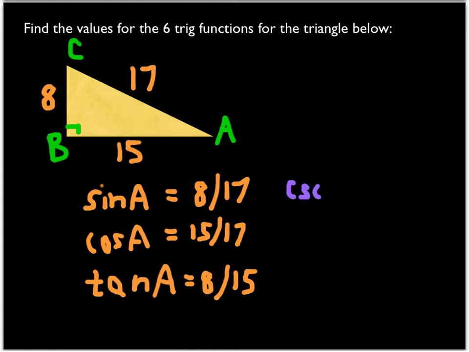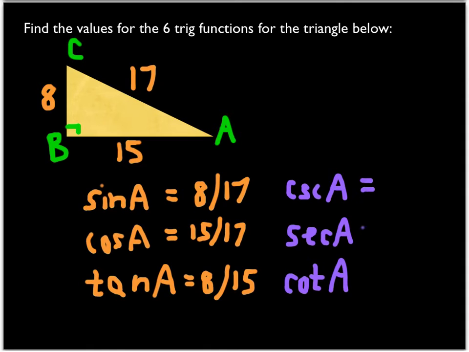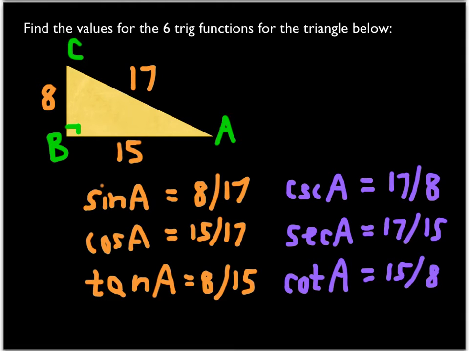Now I'm going to change colors here, and then I'm going to do the reciprocal ones. So the reciprocal ones are cosecant, secant, and cotangent. And those are just going to be the reciprocals of their corresponding trig function. Cosecant then would be 17 over 8. That's going to be hypotenuse over opposite. Secant is 17/15, and cotangent is 15/8. Now you'll have a chart for you to be able to do these kind of things. You don't necessarily have to memorize them, but if you do, it'll just help things go quite a bit smoother.